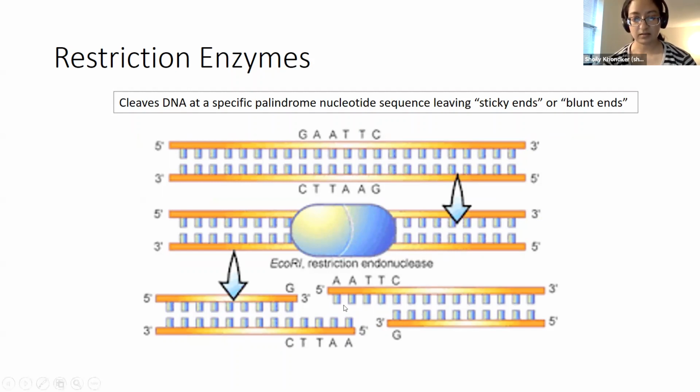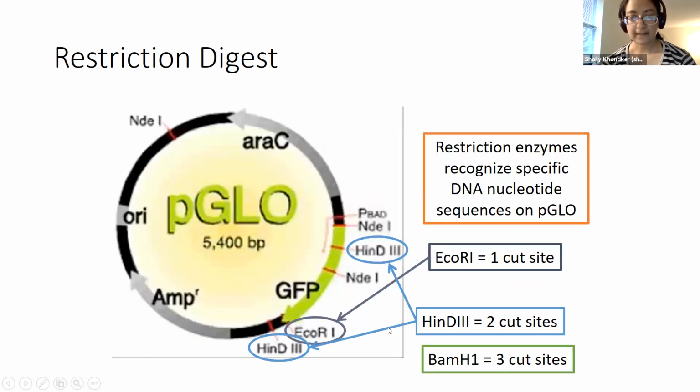So sticky ends are what's shown here. There's a 5' overhang on both of the resulting fragments of DNA. In a blunt end, you wouldn't have this overhang. It would just be blunt here. And this is just an example of a plasmid called the pGLO plasmid, and I just want to point out the components here.